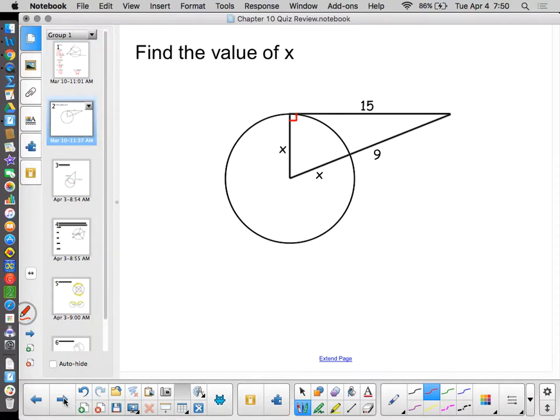Find the value of x. This might very well be the hardest problem on the entire quiz. Okay? This is probably the hardest problem on the entire quiz. We're given that it's a right angle, so that means that segment 15 is tangent, as long as this is the center of the circle, and it is, and that's a radius. Okay, so how am I going to set this up?